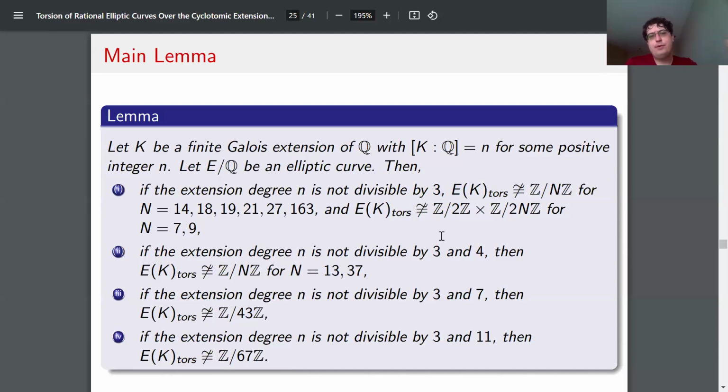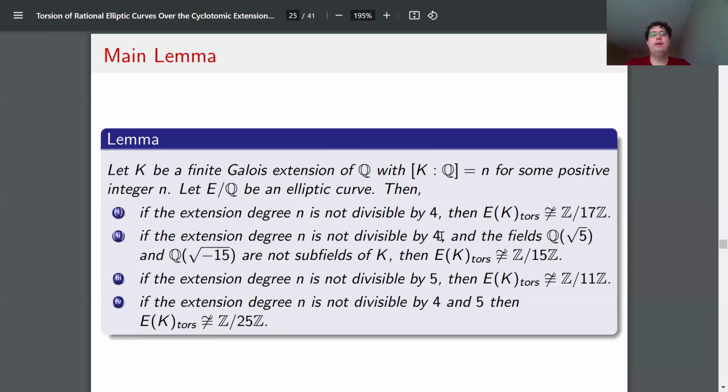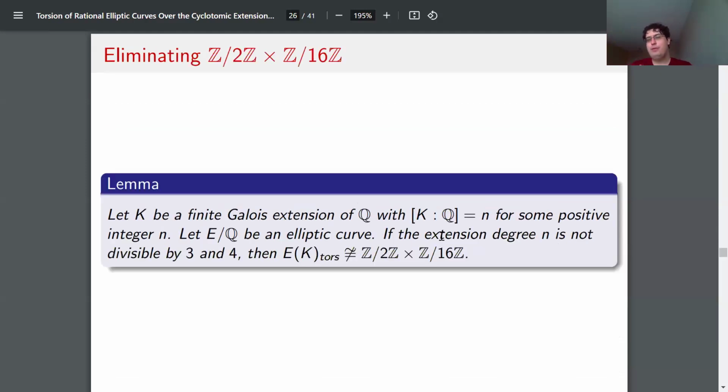Basically the previous lemma can be, this is actually a continuation of it. So basically you can get rid of a bunch of possible torsion structures. And this one is not possible by the previous lemma. So eliminating Z/2 times Z/16, under the assumption that the extension degree is not divisible by 3 and 4. This is like the final step.